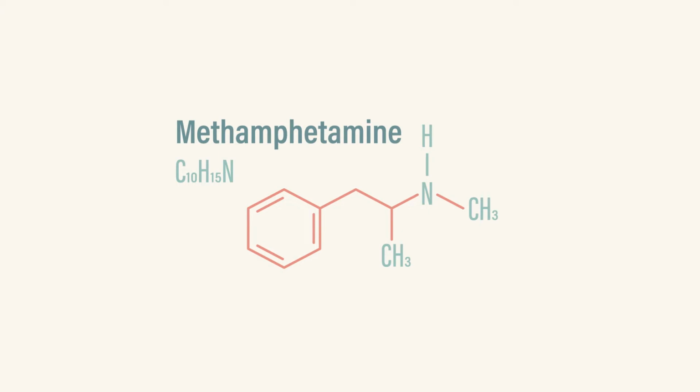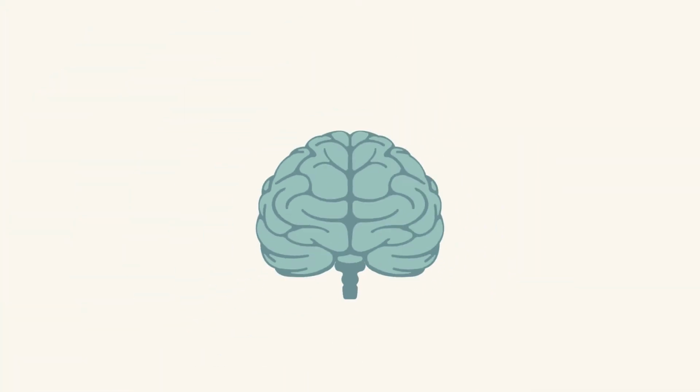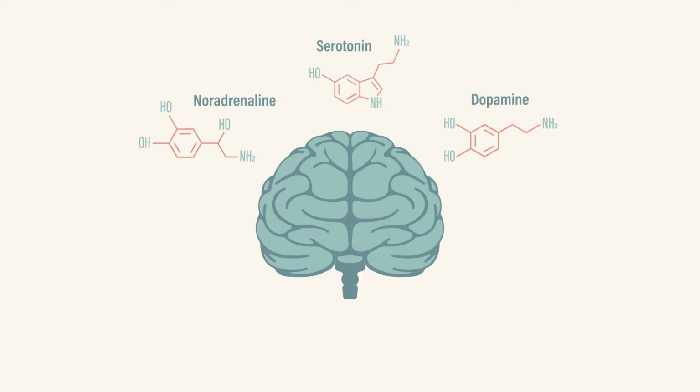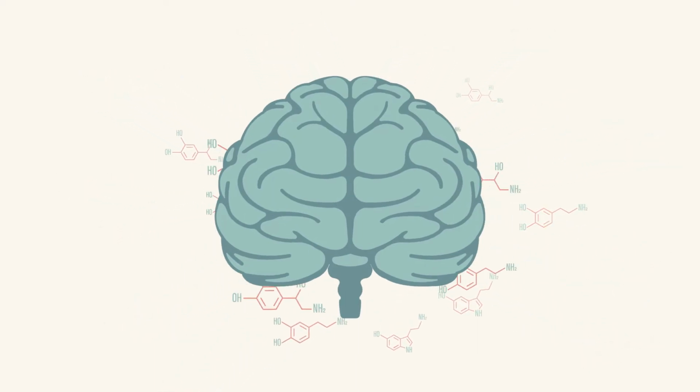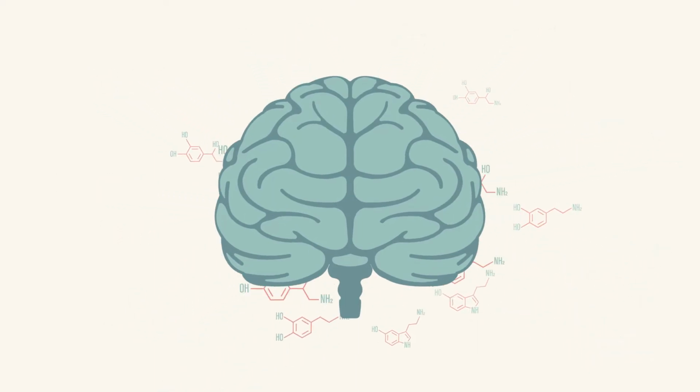Methamphetamine is a potent stimulant drug, and Australia has the highest proportion of people dependent on methamphetamine in the world. Methamphetamine use stimulates the release of certain neurotransmitters in the brain, such as dopamine, noradrenaline, and serotonin. These chemicals cause people to feel awake and alert, increasing heart rate and blood pressure.